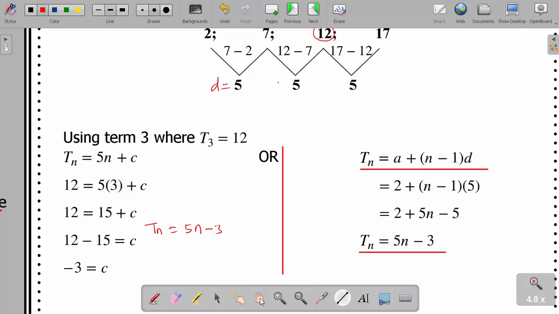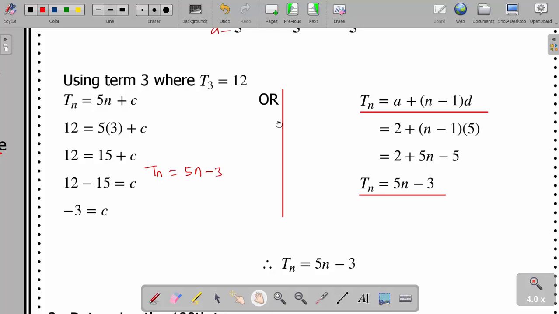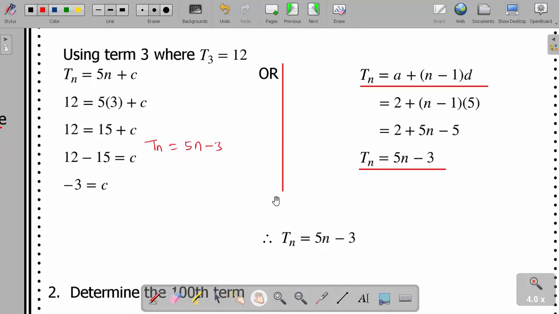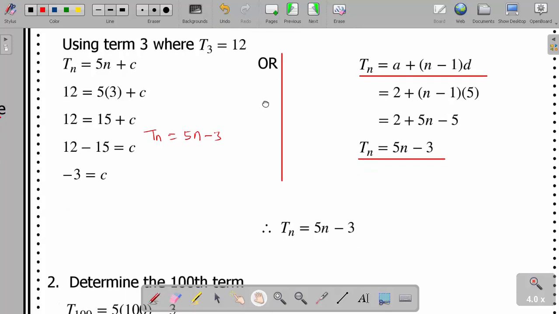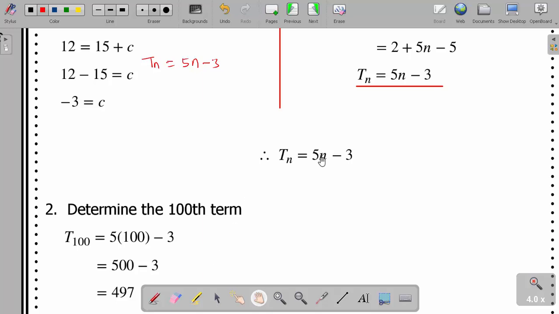Alright, let us proceed. That was finding the nth term of a linear sequence. Now they continue to say determine the 100th term. After getting our Tn here, to get our T100, where there is n, we put 100. You see here my Tn equals 5n minus 3.